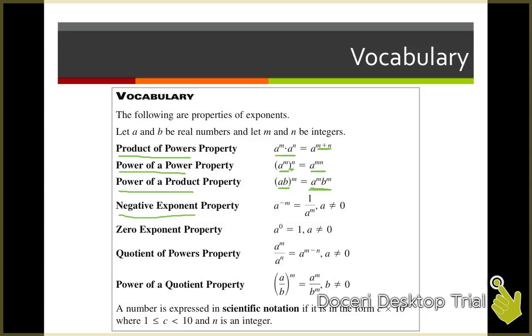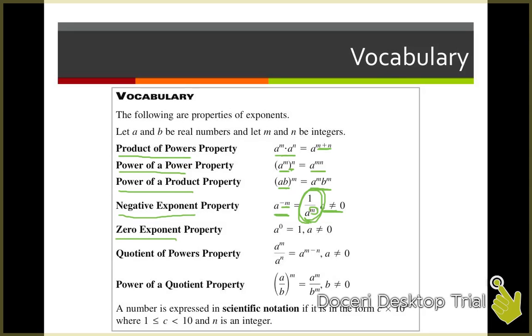The negative exponent property gives me a way of rewriting if I have my base raised to a negative exponent, rewriting it so that I turn that exponent into a positive. Okay, and we need to keep in mind that when we are asked to simplify, one of the rules for simplifying is that all of our exponents need to be positive. So when we have any negative exponents like this, we'll need to use this property to rewrite. We also need to keep in mind that A cannot be 0 because 0 in the denominator would be undefined.